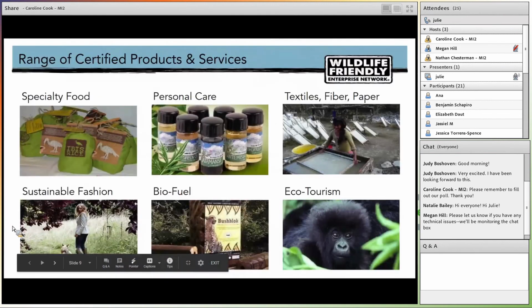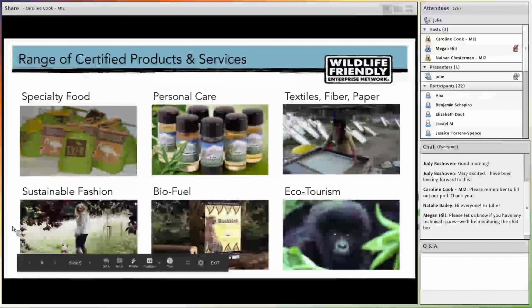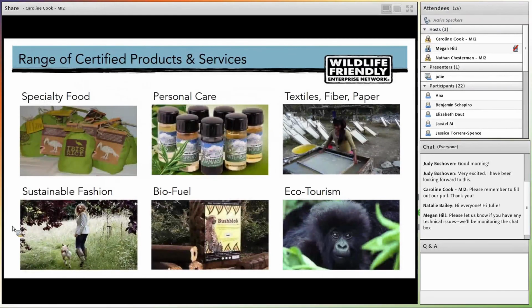So our certified products range from raw materials to finished end products and also to services like tourism. Next.